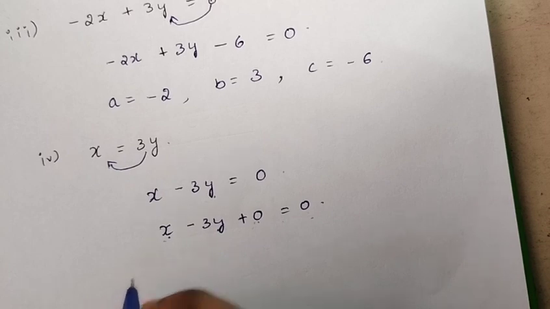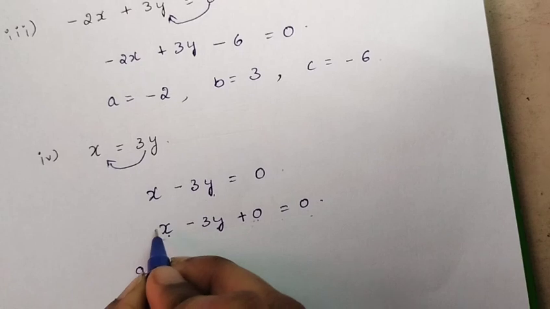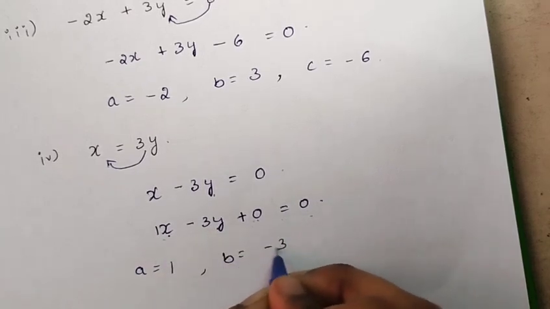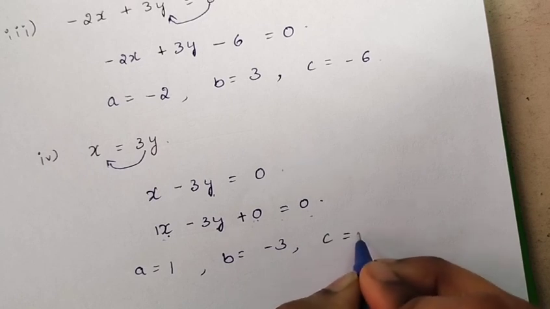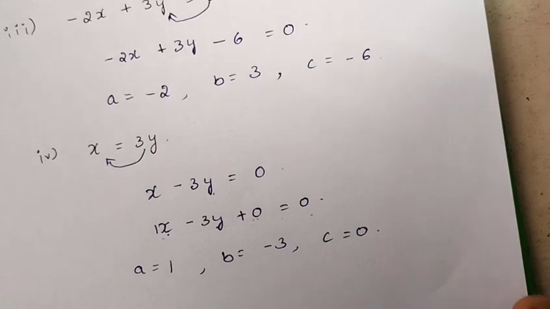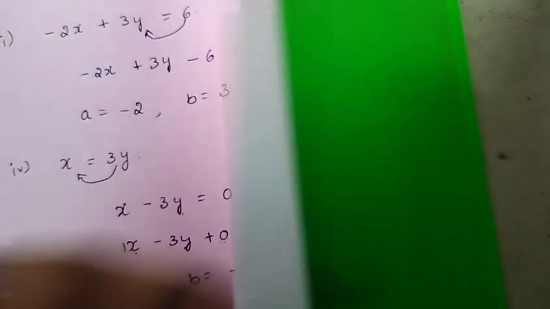Now we have to indicate the values of a, b and c. Same thing: a is equal to 1, because if you don't have anything, the coefficient will be 1. The value of b is equal to minus 3 and c is equal to 0. This is the answer for the fourth question. Now similarly we will move on to the fifth question.